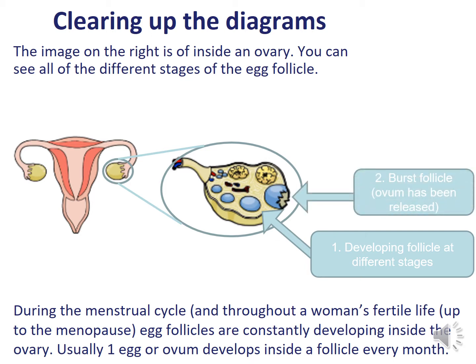Then you get to this image. This is where the follicle has ruptured on the surface of the ovary or burst, and this is perfectly normal, and this is how the egg or the ovum is then released, which then starts to travel down the oviduct. And it's from this point, halfway through the cycle, where the egg has a chance of being fertilized.